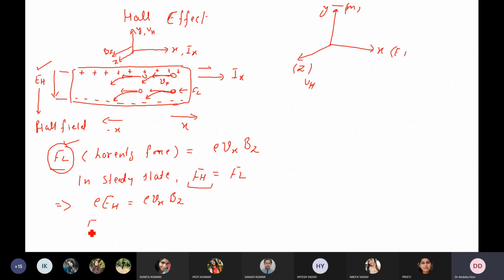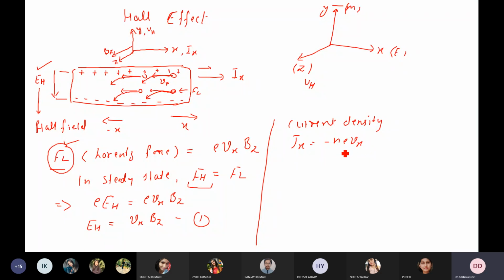So EH is equal to Vx Bz. Let us say this is equation number 1. We also know that the current density Jx is given by minus n e Vx, where the negative sign denotes that the electrons are drifting opposite to the applied field. Okay, so let us say this is equation number 2.